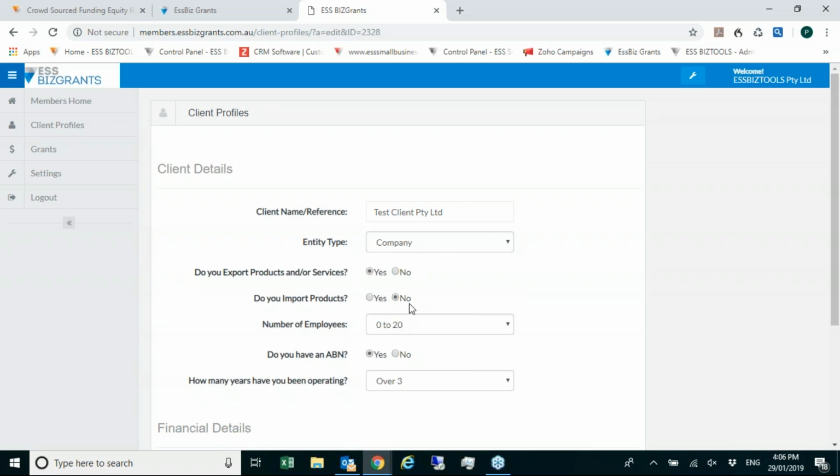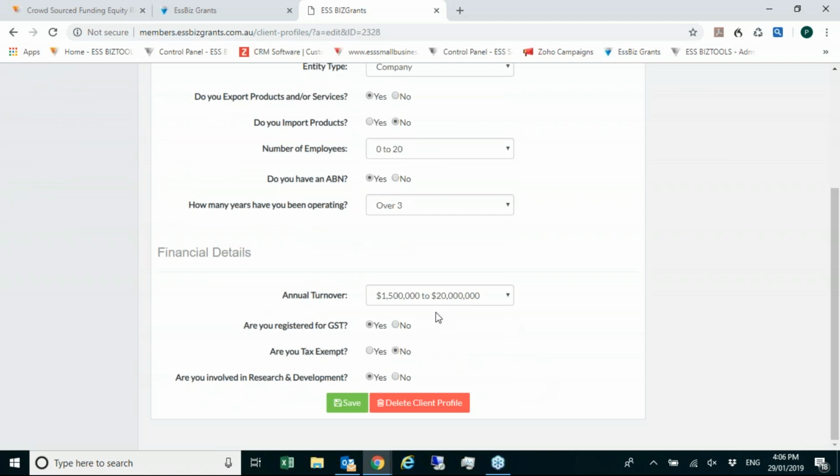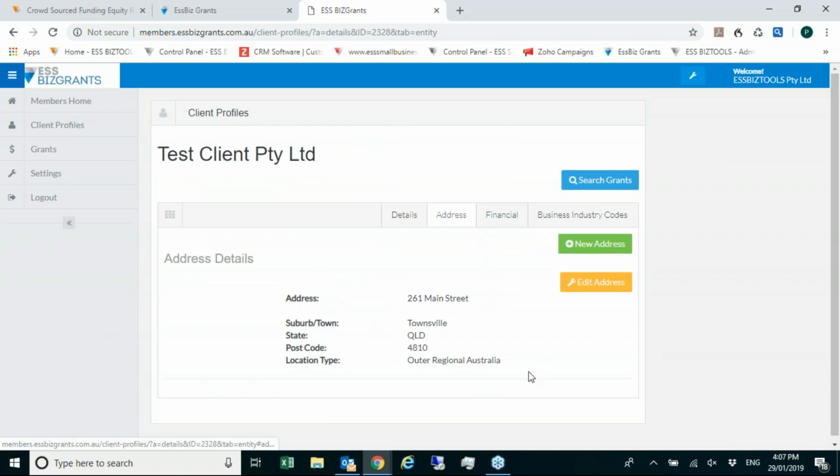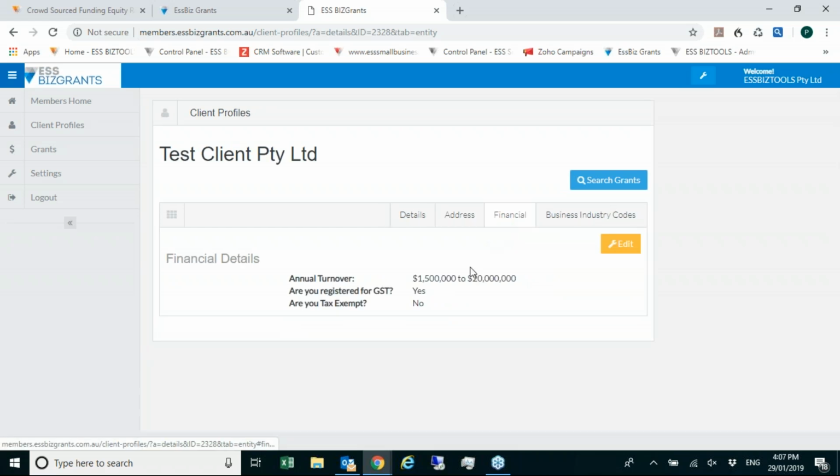This one's a company. They do some export. They don't import. They've got 16 employees. They've been in business for 6 years. They had turnover of about 6 million. So we've done all that, and they were doing a bit of R&D. We've put the address in already. The main thing in the address is the postcode, because the postcode then decides what region they're in, and there are some benefits for some of the regions. So that tells us that, and that's all linked into the system.